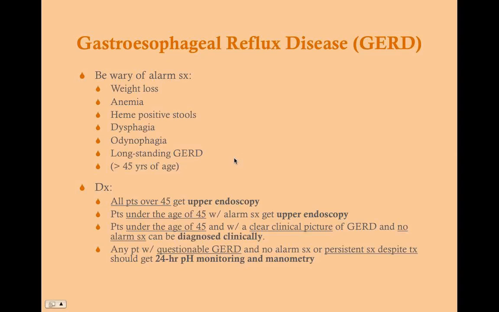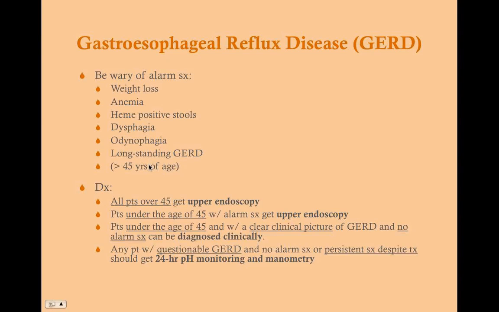Other symptoms you should be looking out for are symptoms that would point towards esophageal cancer. So weight loss, anemia, heme-positive stools, dysphagia, odynophagia. Dysphagia and odynophagia because you'd have an obstruction, heme-positive stools because you've had bleeding, anemia for the same reason because you've had bleeding, and weight loss, which could be from an obstruction or from cancer. So if any patient, regardless of their age, has weight loss, anemia, heme-positive stools, dysphagia or odynophagia, or they're over the age of 45, they need upper endoscopy.